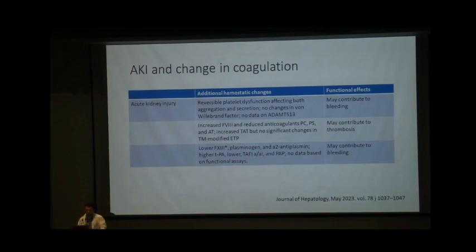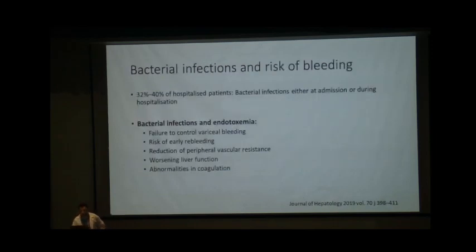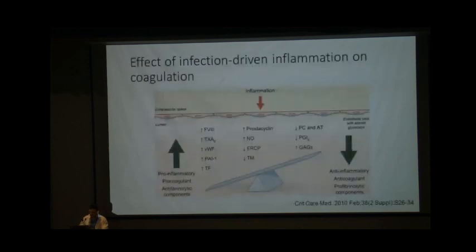Coming on to the second complication, which is bacterial infection, which can be seen in up to 32 to 40% of hospitalized patients at the time of admission or during the hospitalization. Bacterial infection and endotoxemia have been associated with failure to control variceal bleed, increased risk of early rebleeding, reduction in peripheral vascular resistance, worsening of the liver function, and abnormalities of the coagulation.